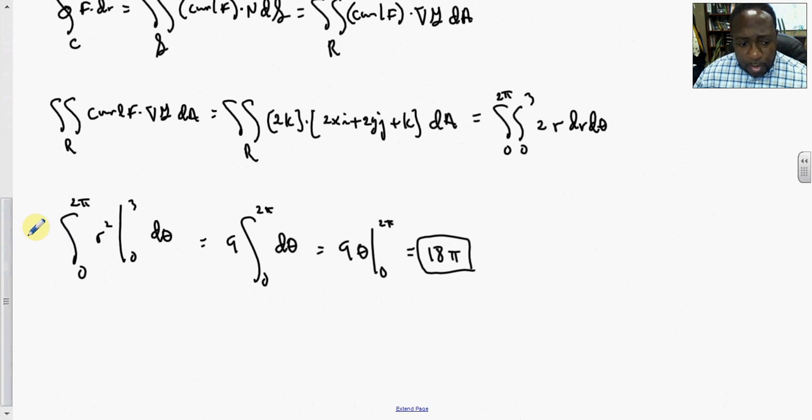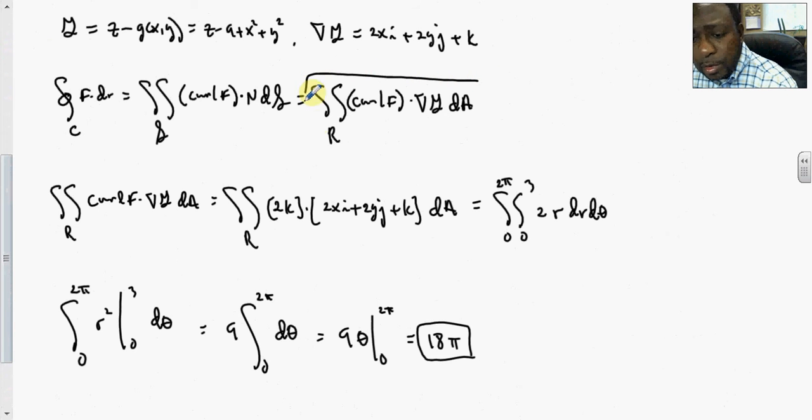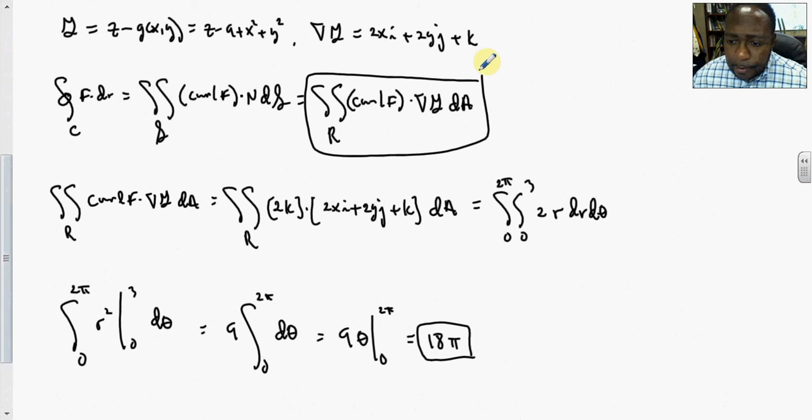So I will use our contribution to Stokes' theorem. What is our contribution? The equivalence here in terms of using the gradient.